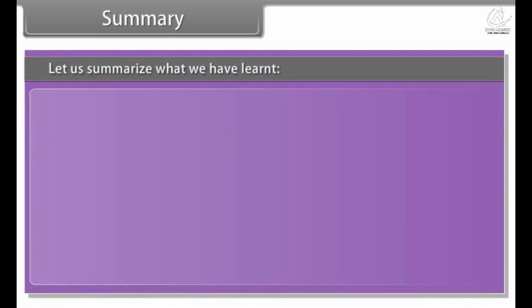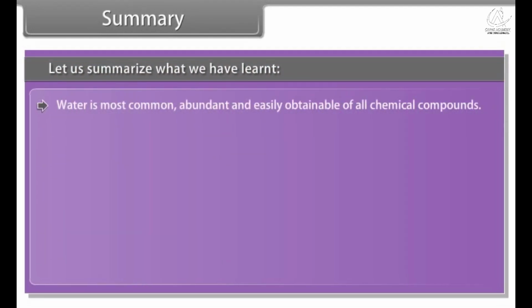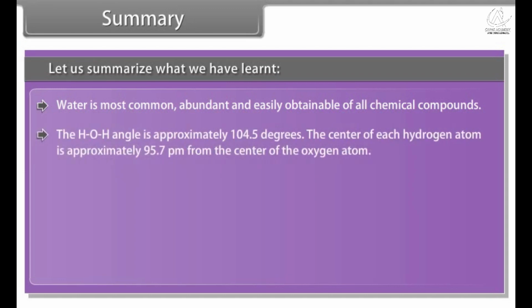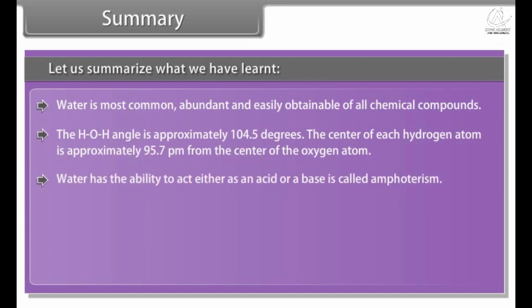Summary. Let us summarize what we have learned. Water is the most common, abundant, and easily obtainable of all chemical compounds. The HOH angle is approximately 104.5 degrees. The center of each hydrogen atom is approximately 95.7 picometers from the center of the oxygen atom. Water has the ability to act either as an acid or a base, called amphoterism.